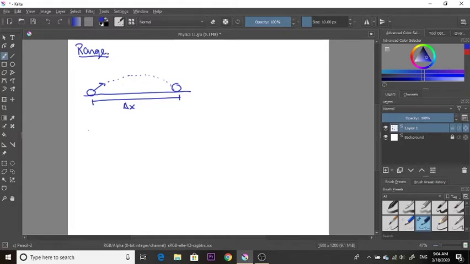So to calculate this is a really easy formula to remember. Range is equal to your initial velocity squared times the sine of 2 times your angle theta divided by 9.81. So let's take a look at an example of this.